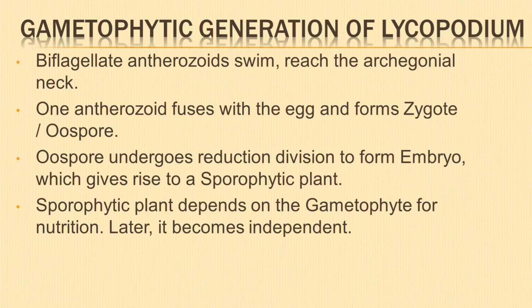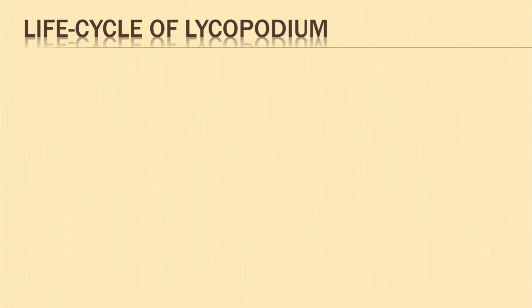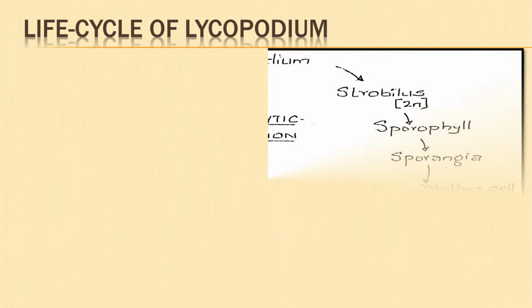It depends on the gametophytic plant for nutrition. After several years, it becomes independent. So, Lycopodium shows alternation of generation in its life cycle with distinct sporophytic and gametophytic generation. Let us summarize the life cycle of Lycopodium.